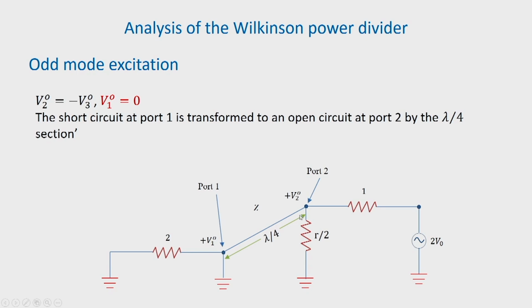So, we will be left with the remaining part of the circuit, which is 1 and R by 2, and for matching we must have now R by 2 equal to 1, and therefore, we will have R is equal to 2, and in the same manner when R by 2 equal to 1, by voltage division, voltage at port 2, V2^O, this also becomes V naught.